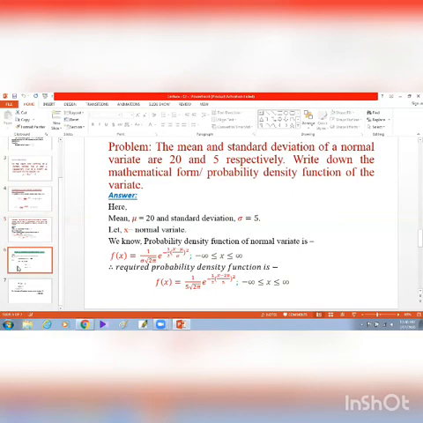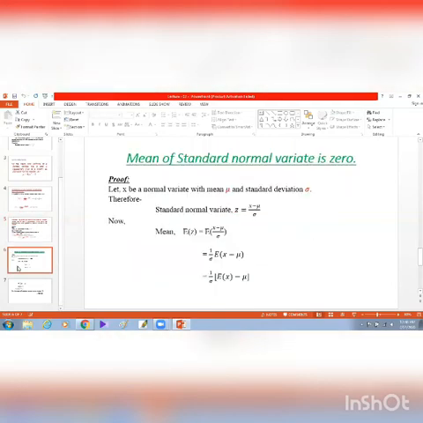Students, we learned a property of the standard normal variate, and this is that the mean is 0. So the mean of the standard normal variate is 0. We will prove this one. First of all, we consider the normal variate is x and its mean is mu and standard deviation is sigma. So the standard normal variate z equals x minus mu divided by sigma.